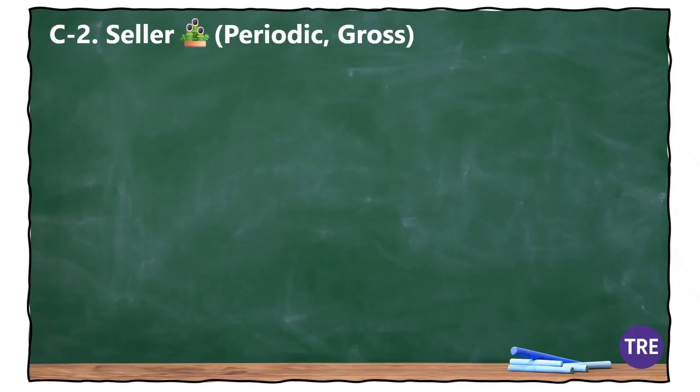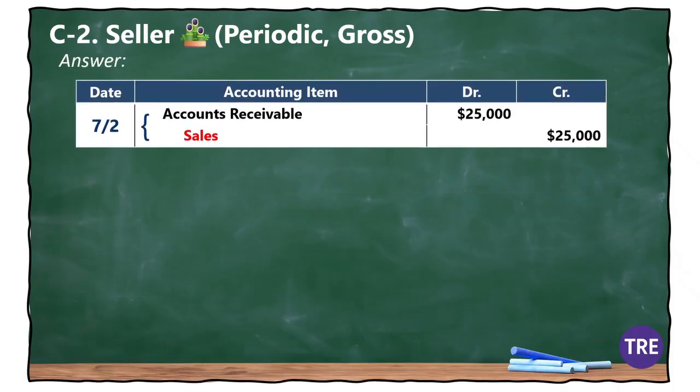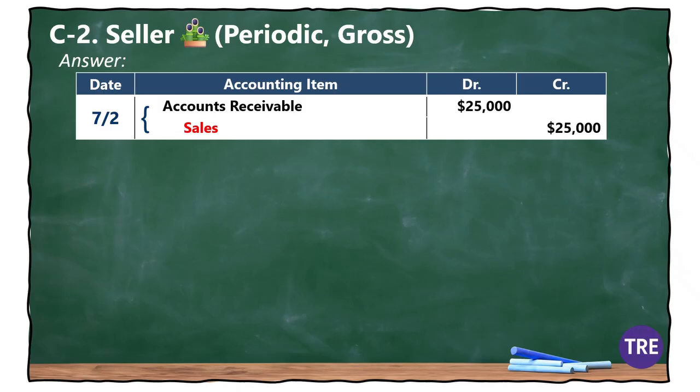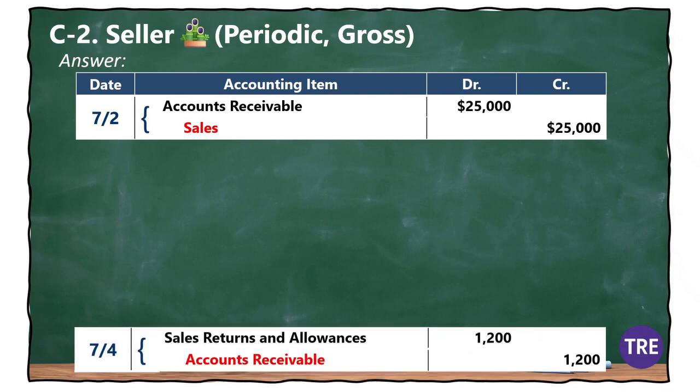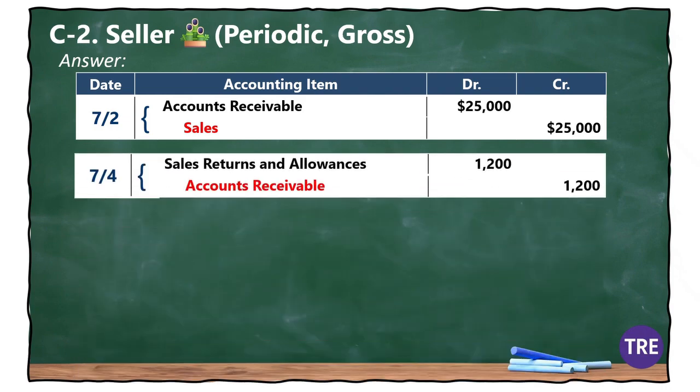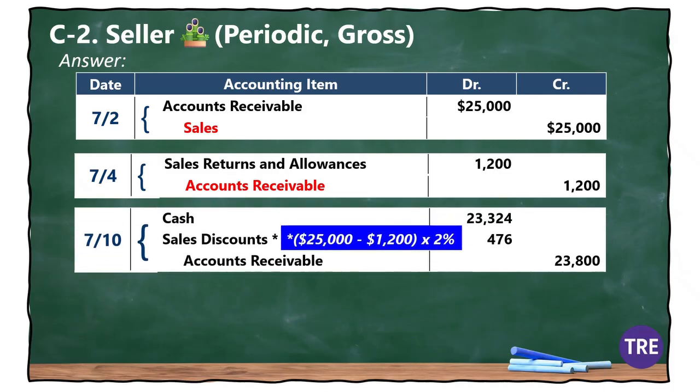Let's walk through the dates in order. On July 2nd, the seller records a credit sale of $25,000. Under the periodic system, this entry records sales only. On July 4th, the buyer returns goods worth $1,200, and the seller records sales, returns, and allowances. On July 10th, the buyer pays within the discount period, and here both systems record the same entry: debit cash, sales discounts, and credit accounts receivable.